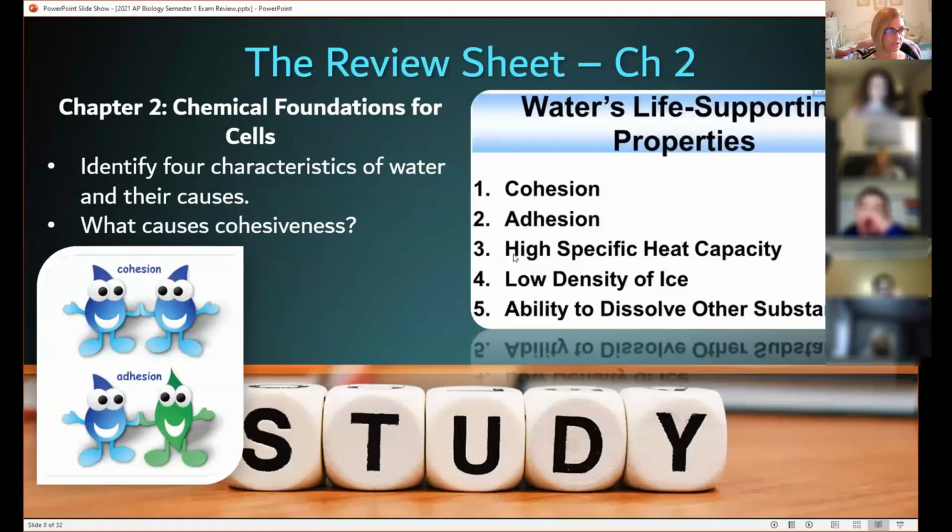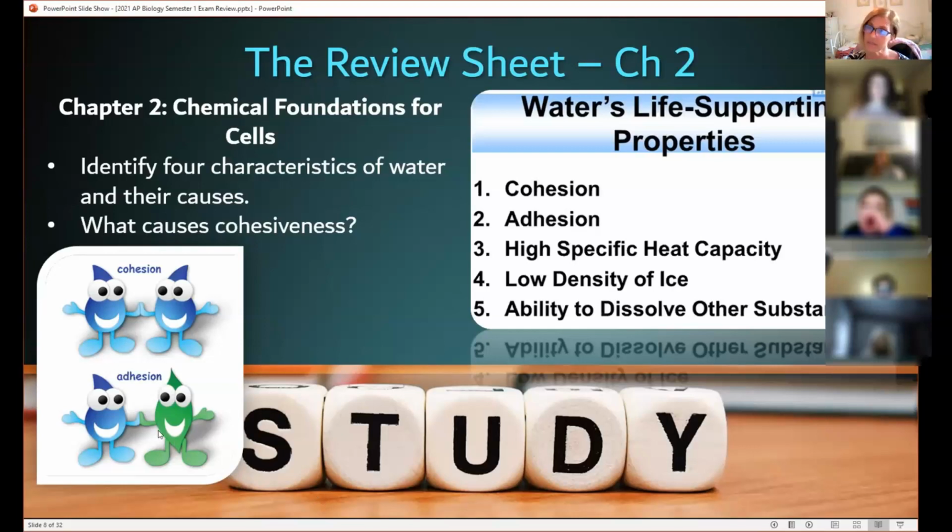Chapter 2, so there was questions, do I need to know, actually I think functional groups are in chapter 3. In chapter 2, you really just need to know about water's properties and what causes cohesion. So remember, cohesion, molecules of the same kind sticking together. So think of the polarity of water. The hydrogen of one molecule is attracted to the oxygen of a different molecule.